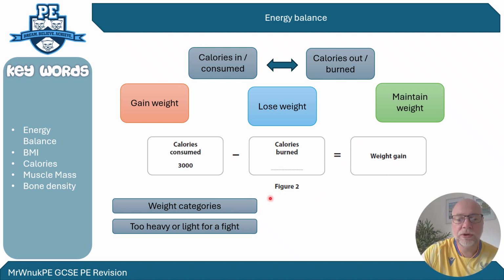Now, this is important if we are talking about weight categories, so boxing and Olympic weightlifting, where an athlete may need to get into different weight categories. And if they are underweight, they can't be in a particular category. And if they're overweight, they can't be in a particular category. So it's important for people trying to make different weight categories or maintain a weight category.